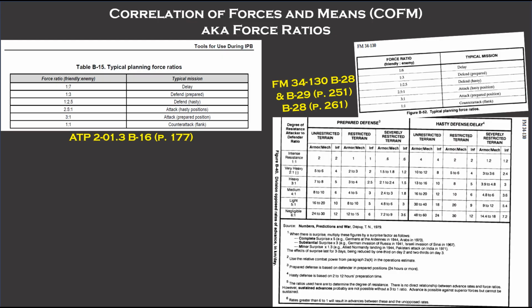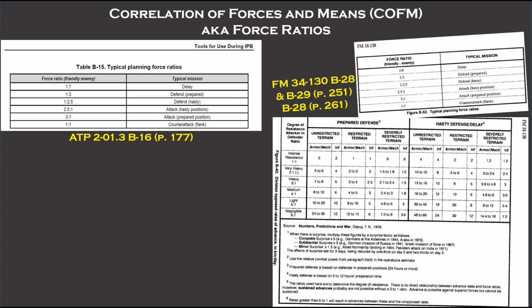Question 1. What are COFMs? COFM stands for Correlation of Forces and Means, or in plain English, force ratios. It is a measurement of friendly strength versus enemy strength. Why does this matter? Because World War I and World War II battle analysis discovered certain force ratios increase the chances of success for operations.